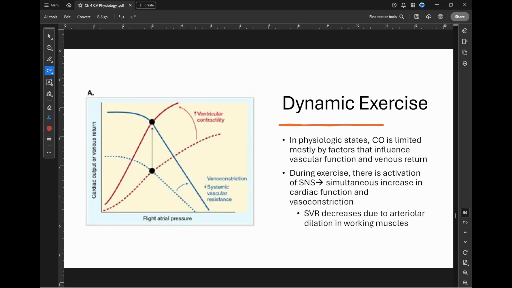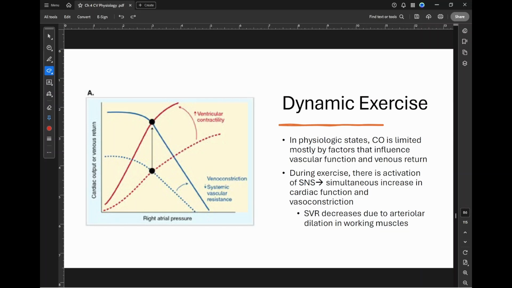So here's an example. Dynamic exercise. When you start exercising, cardiac output has to go up. We're increasing our ventricular contractility. Therefore, our contractility line gets shifted up to the left. Venoconstriction also occurs during exercise. So if venoconstriction is occurring, what happens to our venous return? Increases as well.